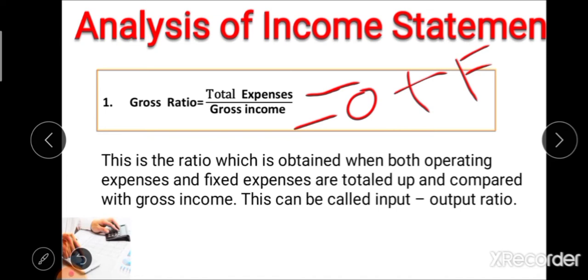That means whatever the input used in production process and output obtained, this ratio is also known as input output ratio. Similarly, if this ratio is less than 1, then it indicates profitable run of business. These are the 3 types of expenses income ratio. In that, first one is operating ratio, second one is fixed ratio, and third one is gross ratio.